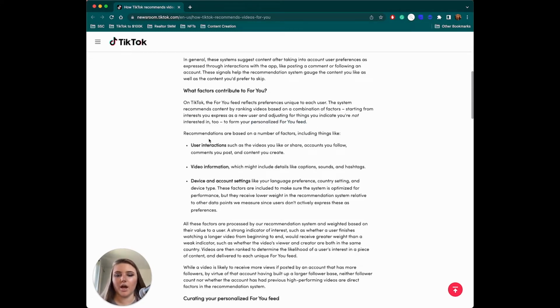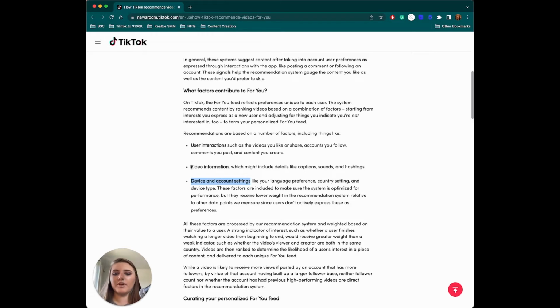So recommendations. What is TikTok looking at in order to recommend videos to a user? First of all, they're looking at user interactions. So they're looking at what videos users are liking, sharing, accounts that they follow, what they're commenting, what content they're creating, to provide the best recommendations. They're also looking at video information like captions, sounds, and hashtags in order to know which videos to push out and which videos to leave in the dust. And then finally, they're also looking at device and account settings. So they're looking at the user's language preference, what country they're in, and what device they're using. These factors are included to make sure that the system is optimized for performance.